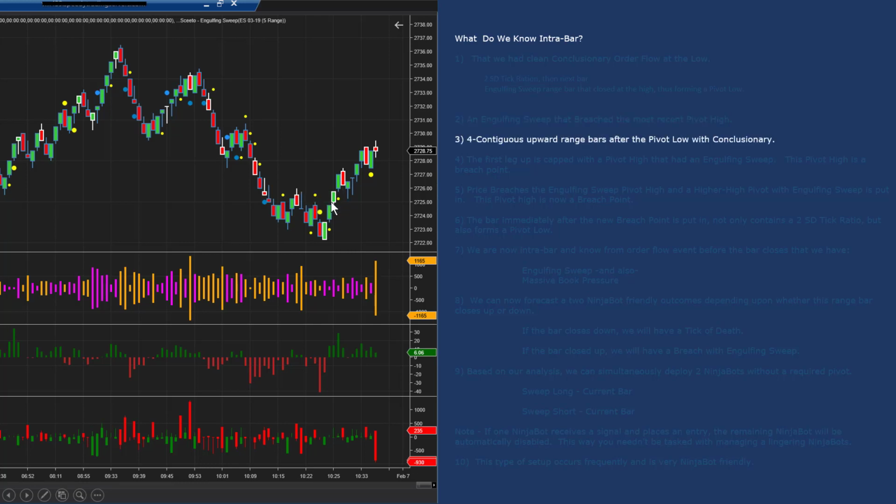And if you notice, after that, what happens? We have 1, 2, 3, 4 contiguous bars where price goes straight up. Before, here you had a bit of a move up, but down, up, not much of a move. Down, up, not much of a move. Down, up, not much of a move. But after the conclusionary, price responded to order flow by zooming up. That's a very, very good sign. Now if you notice, this zoom up has engulfing sweep and a pivot down. This could potentially become a breach point.